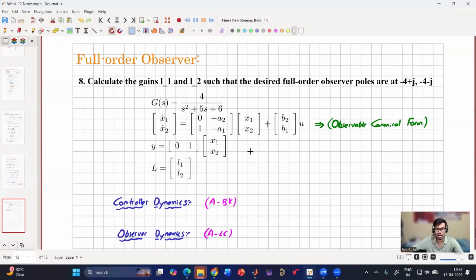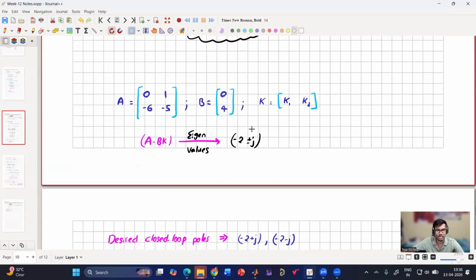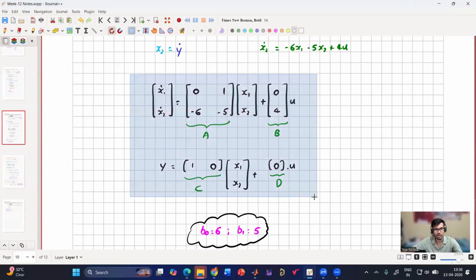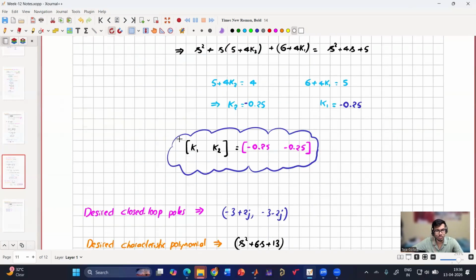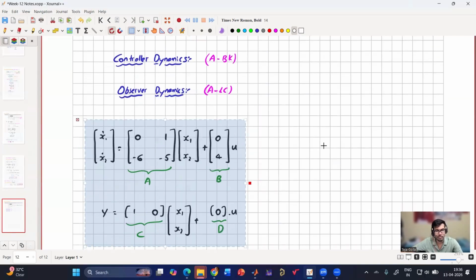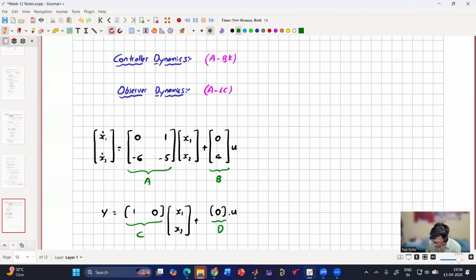So from the observable canonical form, you can get the controllable canonical form. So if this is my A, B, and where is C? If I do this, based on the transpose, you will get that. So this is controllable canonical form, and from there we can get the observable canonical form. This is controllable canonical form, and this is observable canonical form.